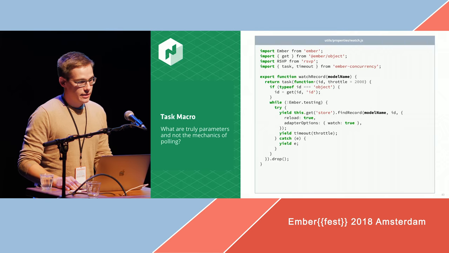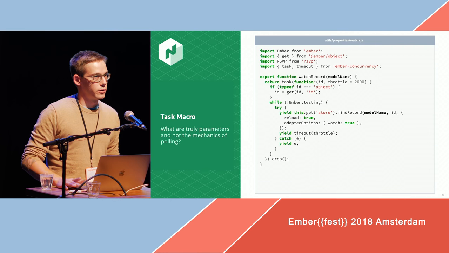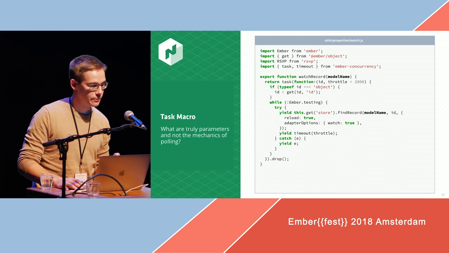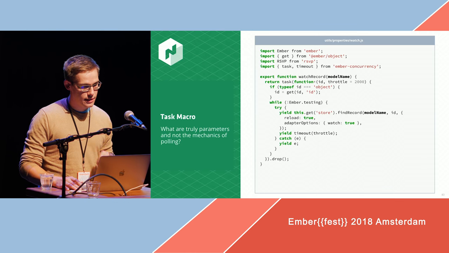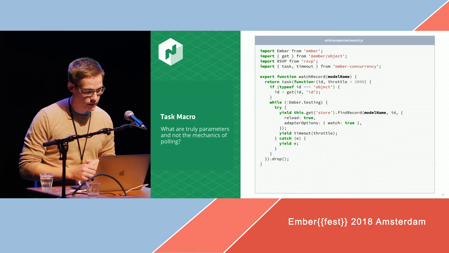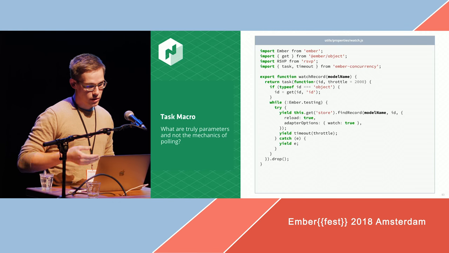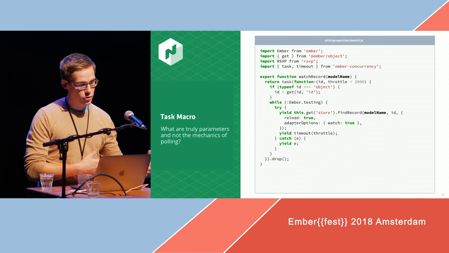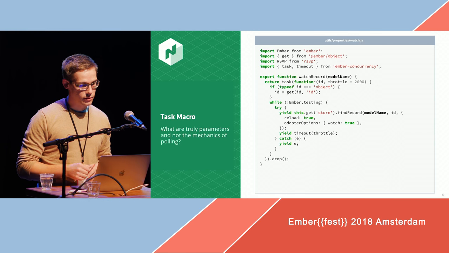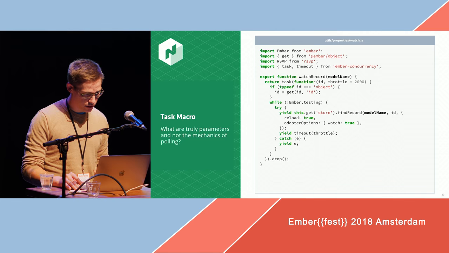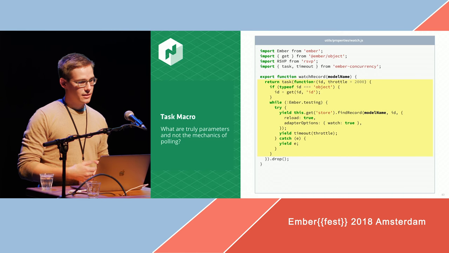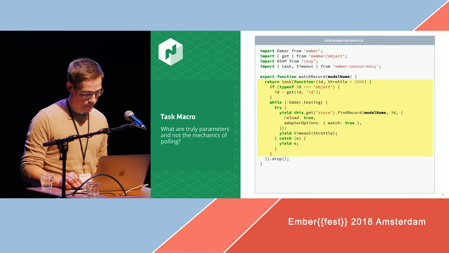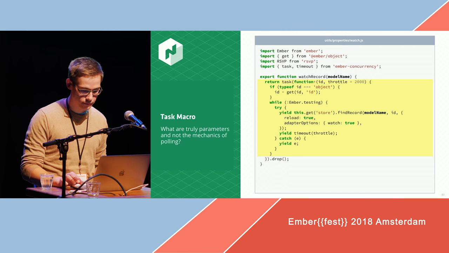So this is just a plain function, higher order, that returns a task. It takes the model name, which is our true parameter, and then it returns a new task that deals with all of the mechanics in here, including taking either an ID or an object to get a record, and then doing this find record stuff, including the adapter options. And you'll notice that all that task stuff is basically copy-pasted from our route, except for this model name property. But that works just fine.